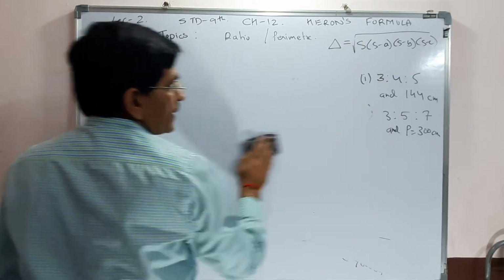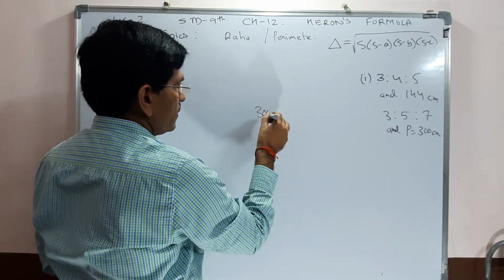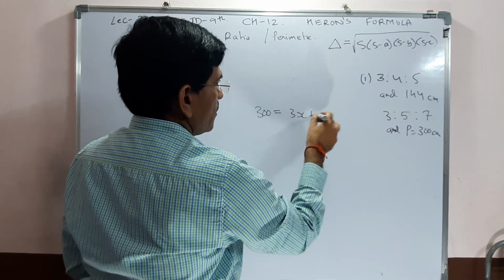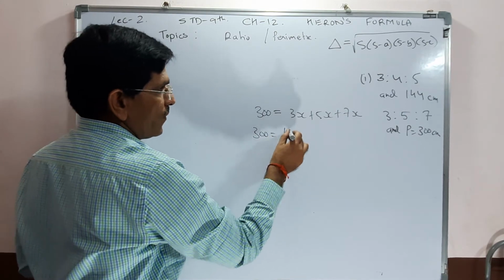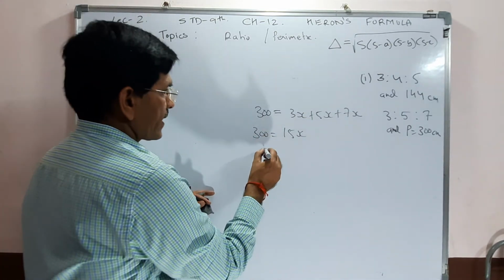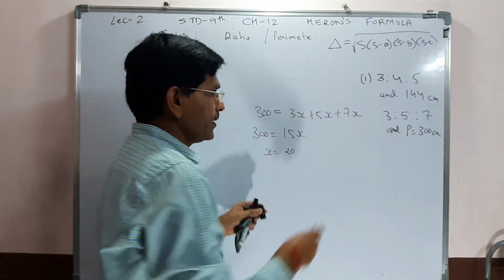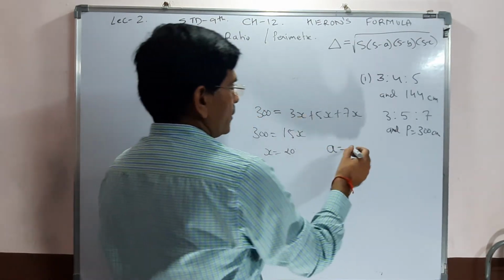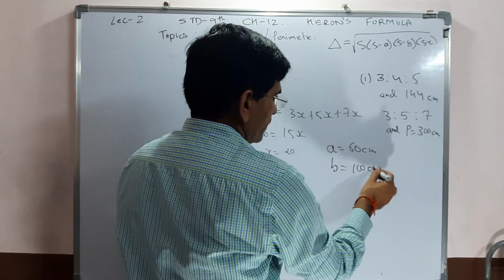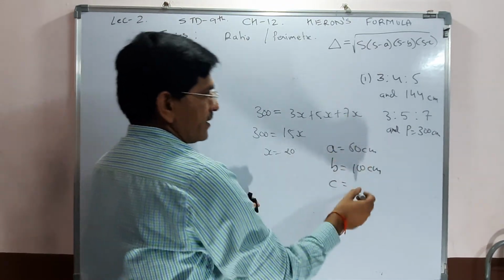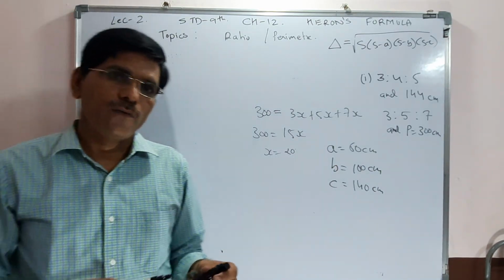So again, take hints. Now P, 300, is equal to 3x plus 5x plus 7x. So 300 is equal to 15x, so x is equal to 20. I am explaining the shortcut way. So a is equal to 20 into 3, that is 60 centimeter. b is equal to 20 into 5, that is 100 centimeter. And c is 20 into 7, that is 140 centimeter.